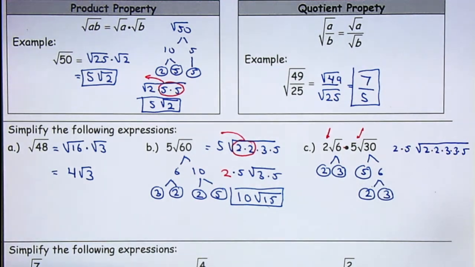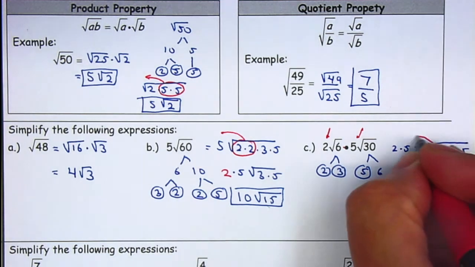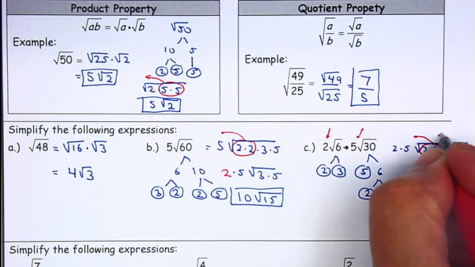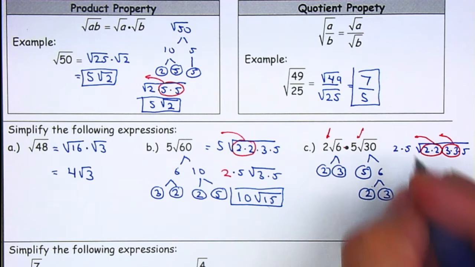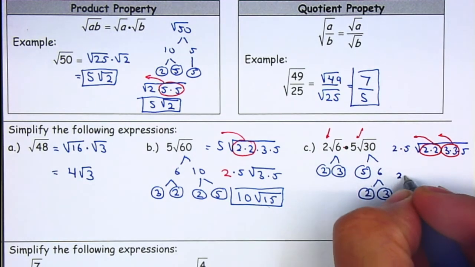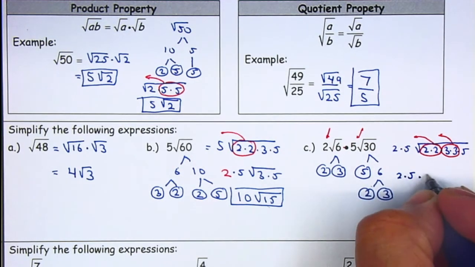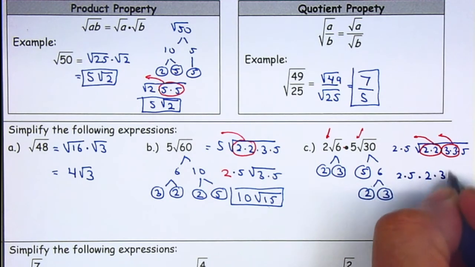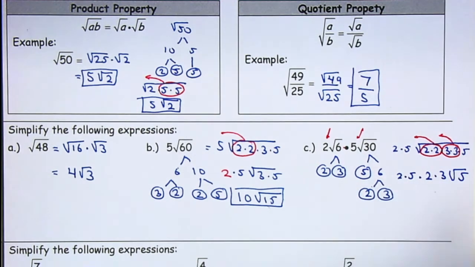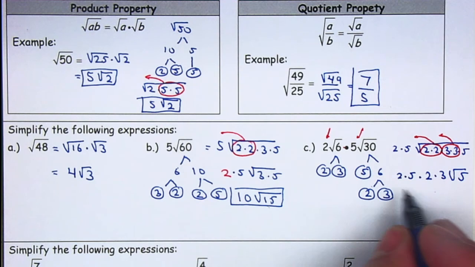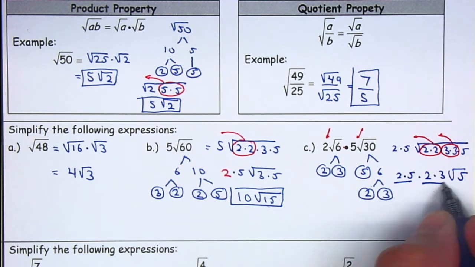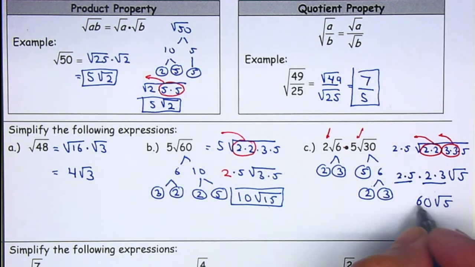I'm going to take out the pairs, so the 2's go outside, the 3's go outside. So outside, I have the 2 times a 5, times another 2 that I took out, times another 3. Inside, I have a 5. And now I just multiply everything that's outside, so this will give us 10, this will give us 6, so it'll be 60, and a 5 inside.